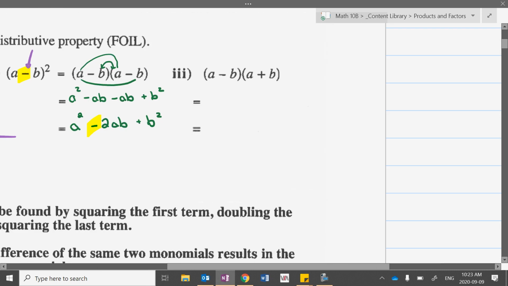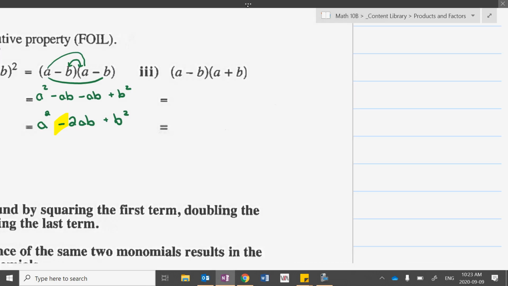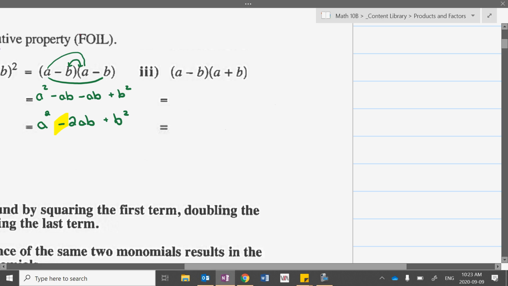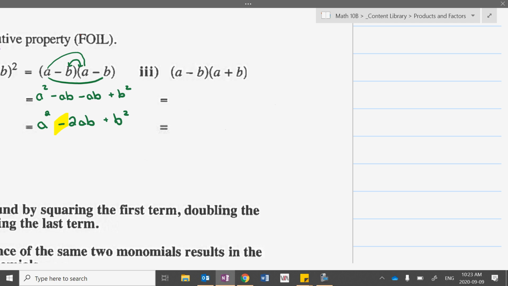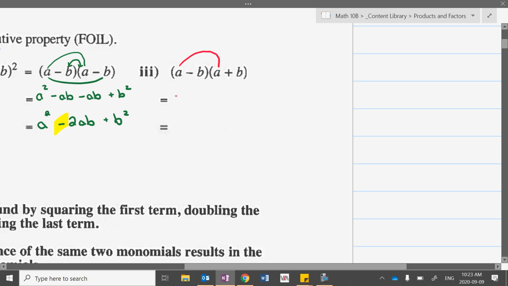It's very different though when we come to this last example. I can't rewrite this one with an exponent because I have two different things being multiplied together because I have a minus b times a plus b. So yes, there's the same a's and b's, but that sign has changed and that makes a really big difference. So a times a still gives us a squared. A times b gives me a positive ab. My inside terms gives me a minus ab. And then my last terms gives me a negative b squared.